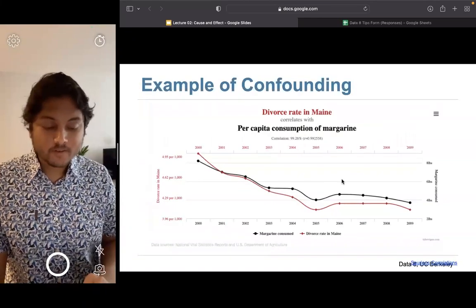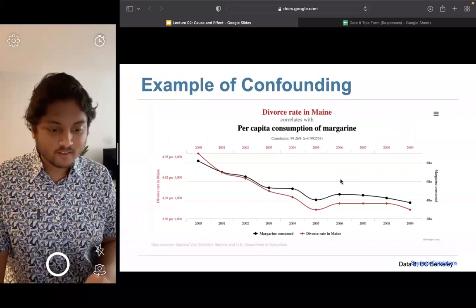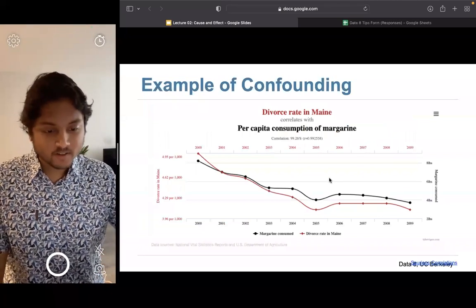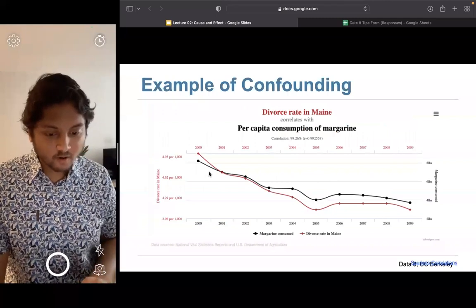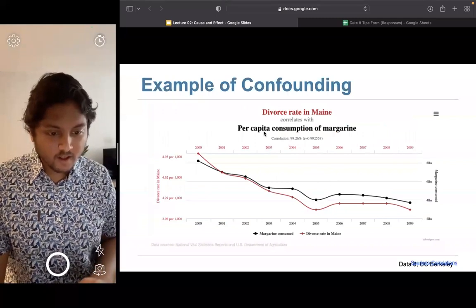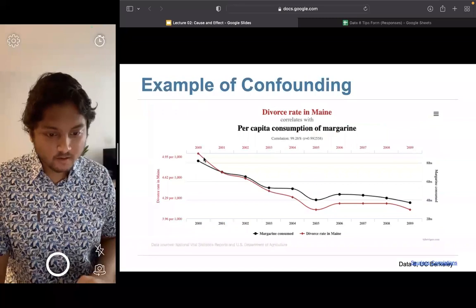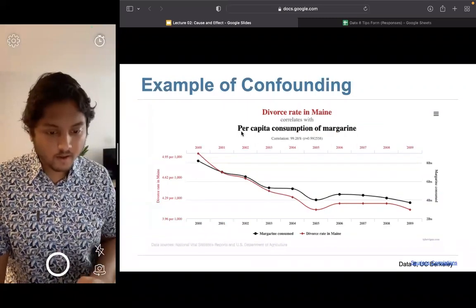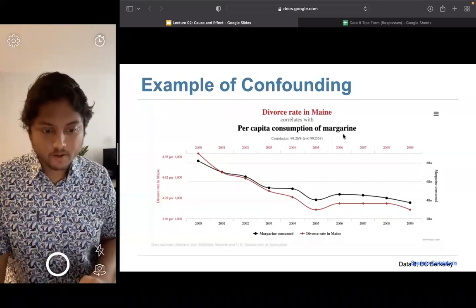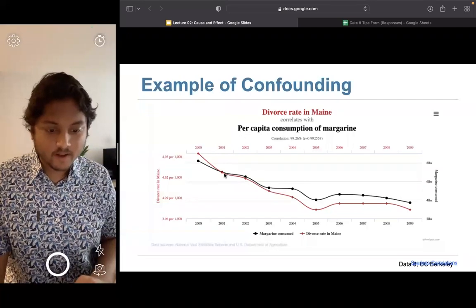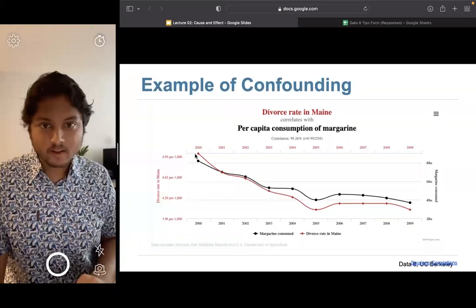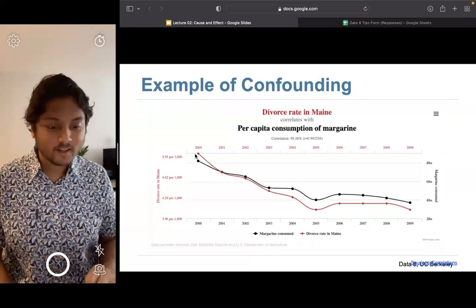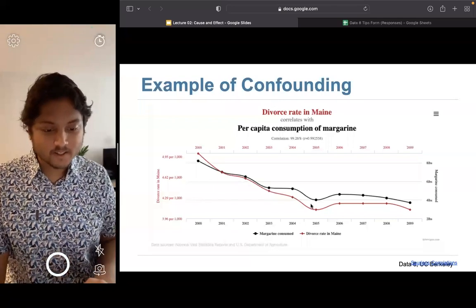Cool. So there are some fun examples of confounding that I thought I would show you, and they're also just examples in general of correlation does not equal causation. This is a chart over time from 2000 to 2009, showing divorce rates in Maine. In the state of Maine, divorce rates are in red, and then per capita consumption of margarine is in black. As we talked about earlier, these move together, right? They seem to be moving together pretty closely, almost to a T.